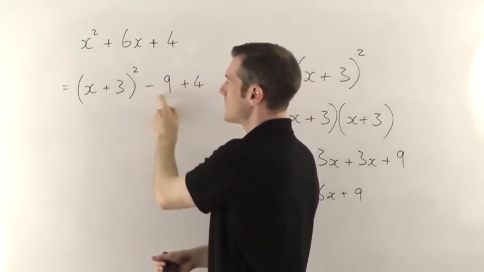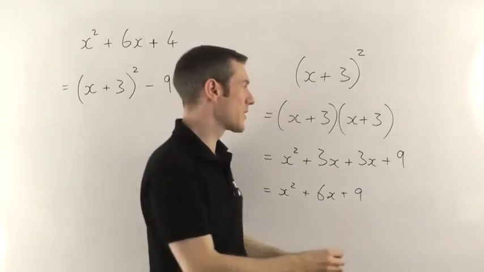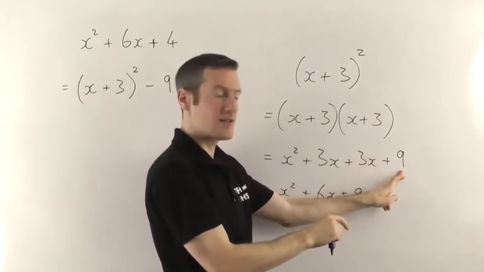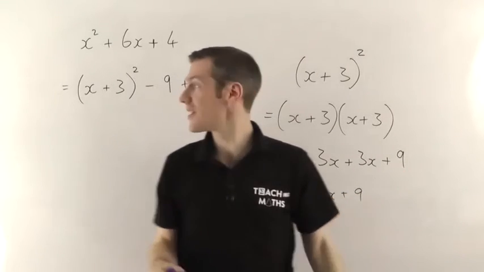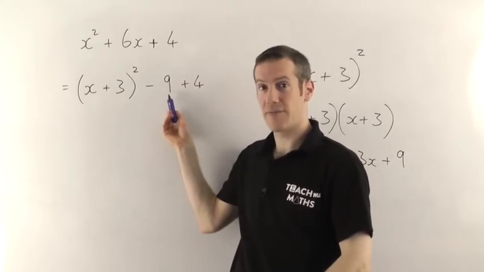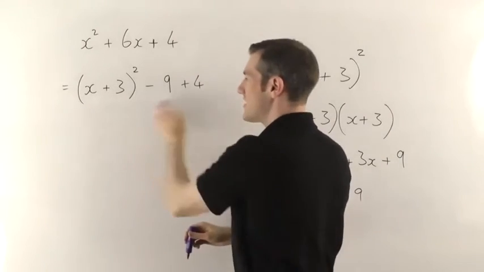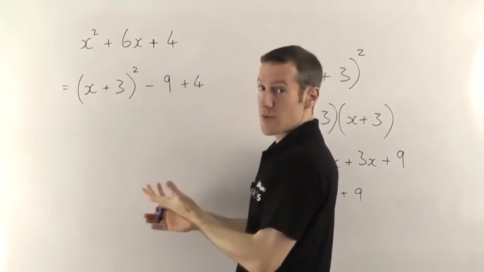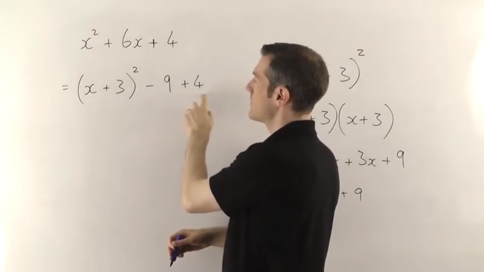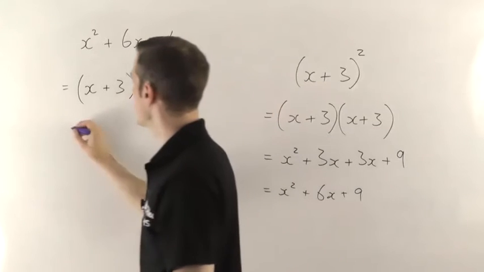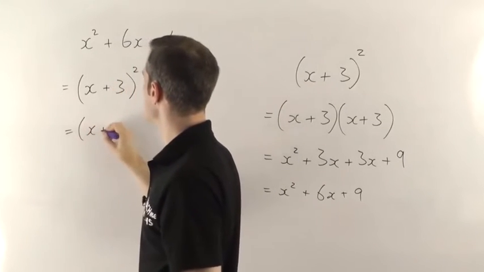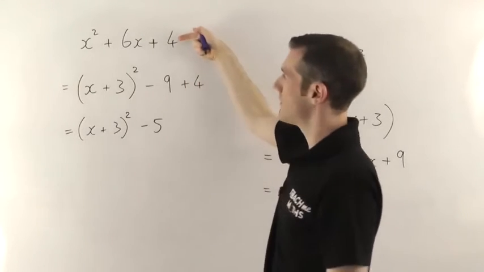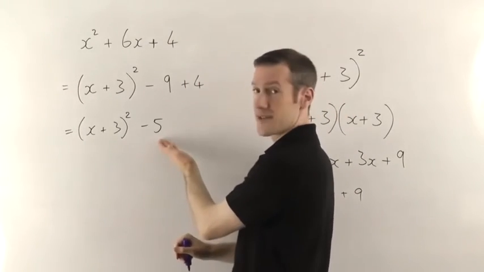The reason we have to subtract the 9, again, just to reiterate, is because when you do the FOIL expansion, you're going to end up with this number squared appearing on the end. We don't want that appearing on the end, so we just subtract it off to get rid of it. So this thing is the same as this thing. We then just do a little bit of simplifying. Minus 9 plus 4 will give you minus 5. So our final completed square form of this quadratic expression would be this.